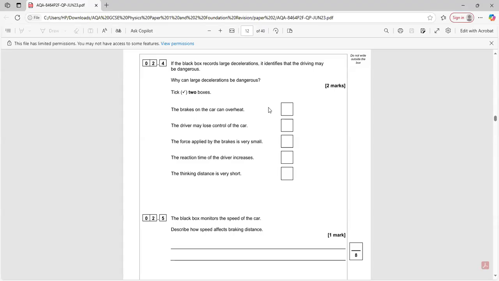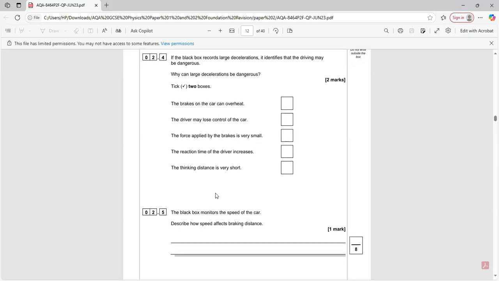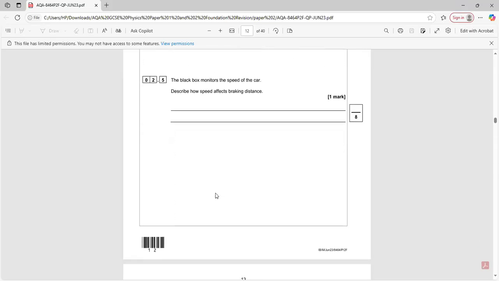Really? Okay. Hmm. Okay. I'm just thinking overheat. Okay. The black box monitors the speed of the car. It says describe how speed affects braking distance.